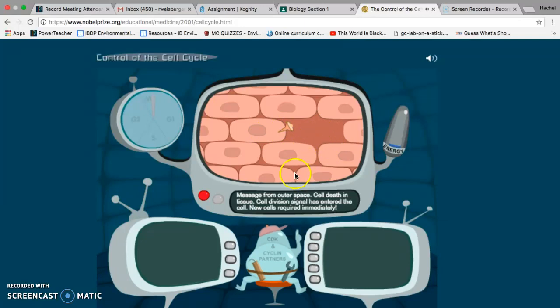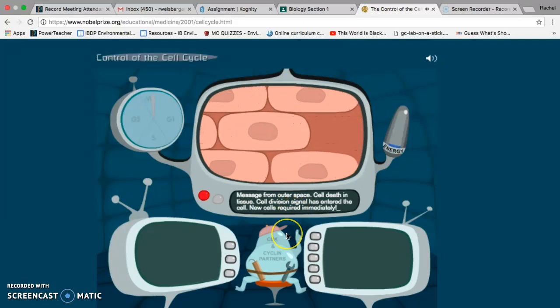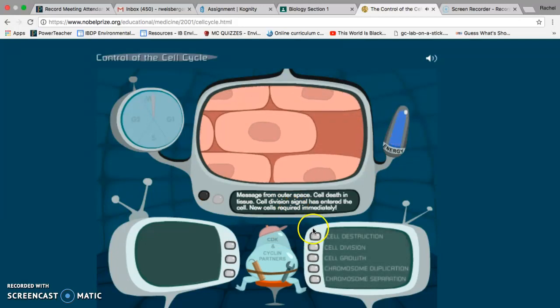So we see now that the cell is missing. New cells are required. Now it's asking us, what needs to happen in order for this cell to divide? We're assuming it was just going about its business, probably in the G0 stage, so it wasn't growing and it wasn't reproducing. Then for it to divide, the first thing that needs to happen in our cell cycle is G1, or cell growth. So we click cell growth.